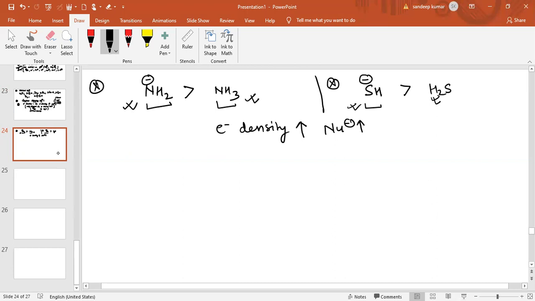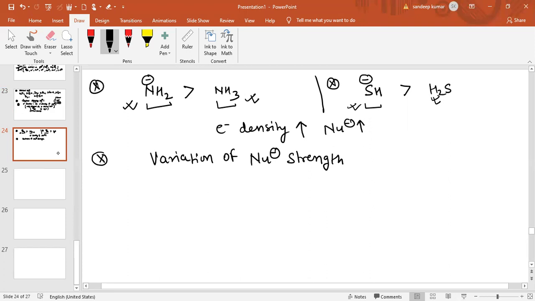Now see what happens to the nucleophile in case of variation along the period. We will discuss the variation of nucleophilic strength.